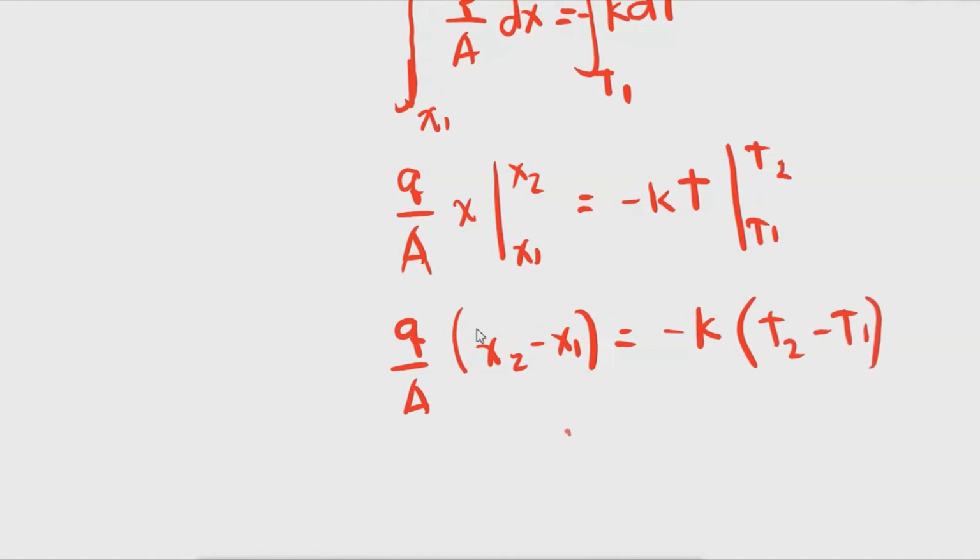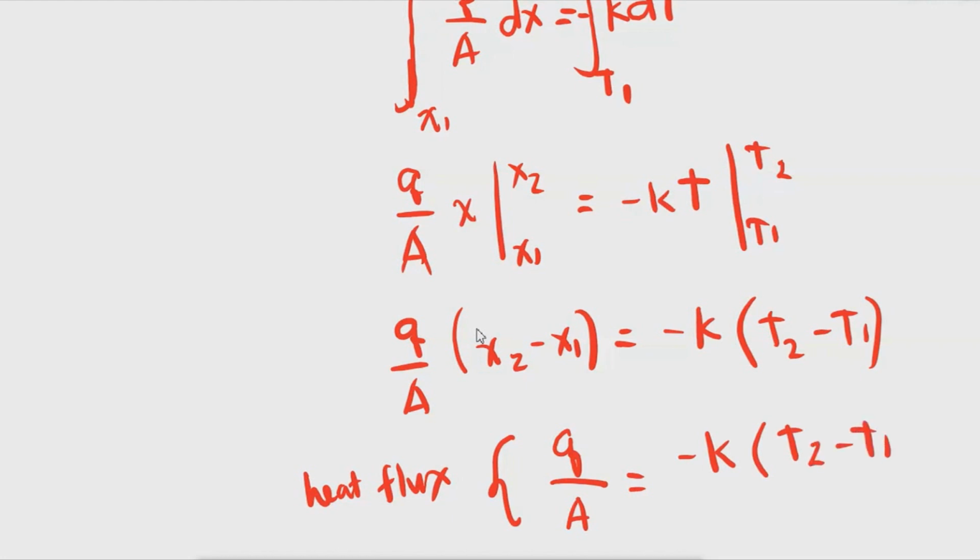Okay, and then rewriting this into heat flux. When we refer to Q over A, we call this the heat flux. So the heat flux Q over A is equal to negative k times T2 minus T1, divided by this direction or the thickness of the slab. So we have there the general equation of the heat flux in a slab. So yeah, pretty easy, right?